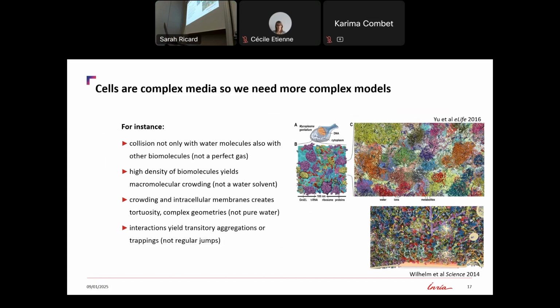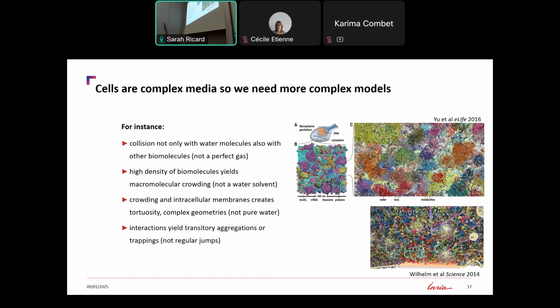And also, you have a huge density of biomolecules, which means that you have huge macromolecular crowding. Again, it's a crowd. So it's not a water solvent. It's much farther away than a water solvent. And because you have crowding, all those intracellular membranes and this weird Golgi apparatus geometry, you have very complex geometries. It's just not like a 3D pure water.